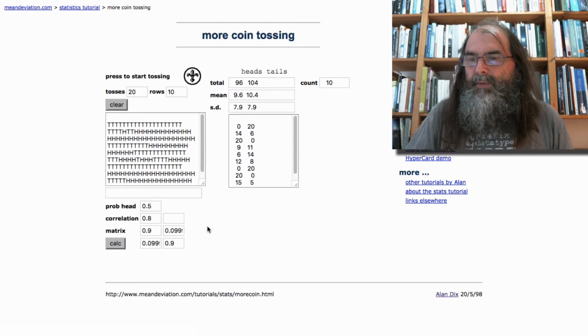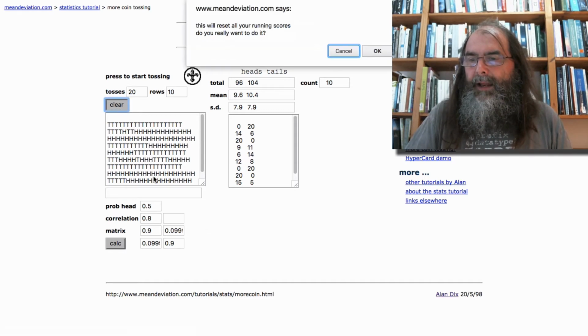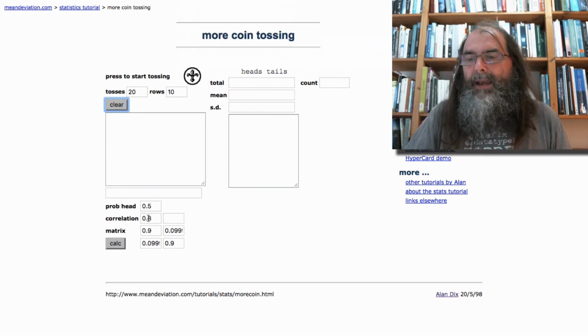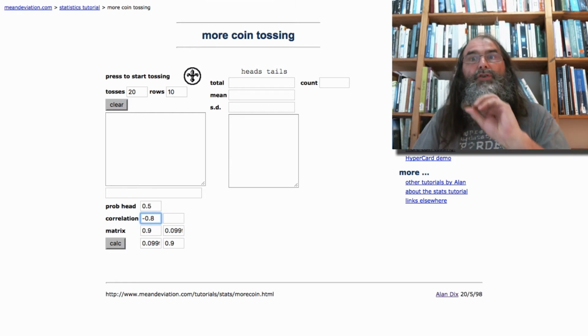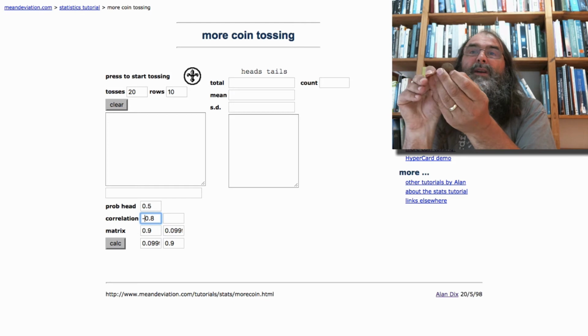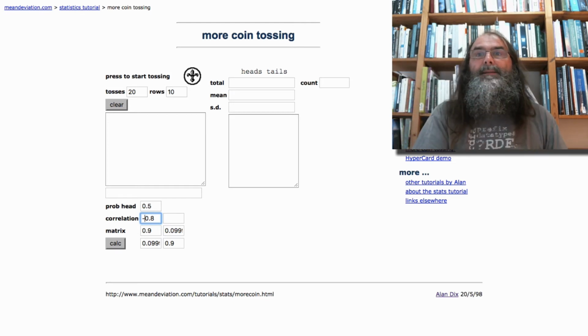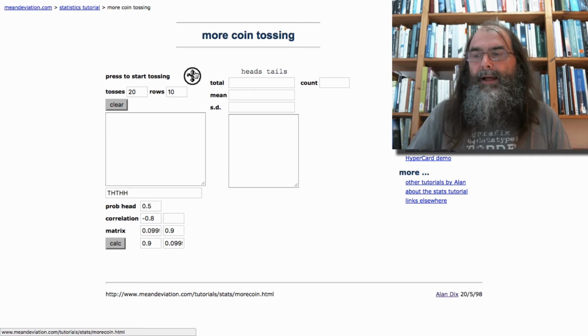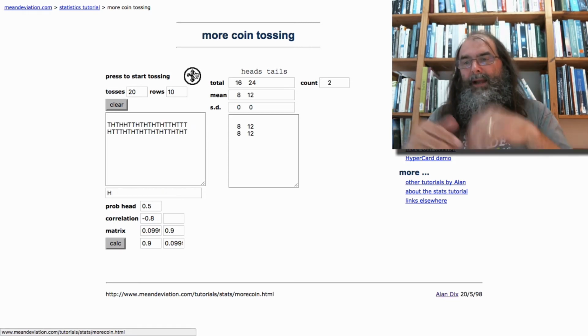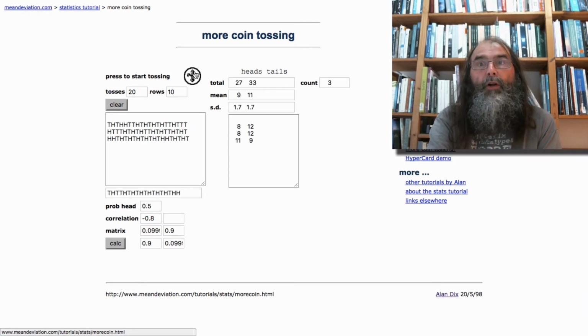But sometimes it can be the opposite. So what I'm going to do is just clear this again, and we'll try a negative correlation. What this means is that when you toss one coin, the next one is more likely to be the opposite. And let's see what happens when we run that. And chunt away, let it go. But you can already see it's doing a lot of alternations here.